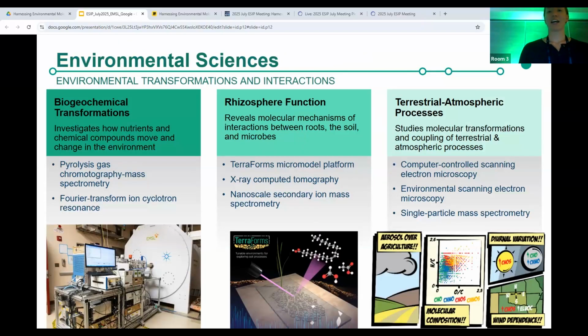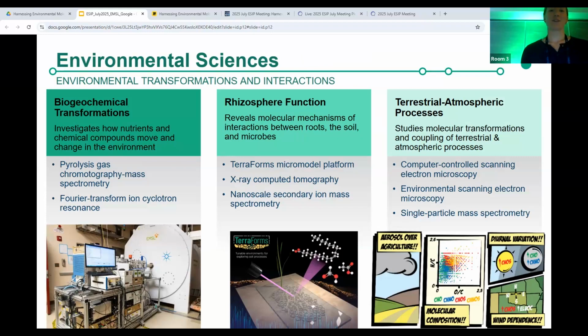Our last science area is the environmental sciences, and again, that splits into these 3 sub-areas that focus on mechanistic and predictive understanding of environmental processes in both above and below ground systems, and within the atmosphere and their interfaces. So sort of a catch-all for a lot of different things, and it's near and dear to my heart as a soil scientist.